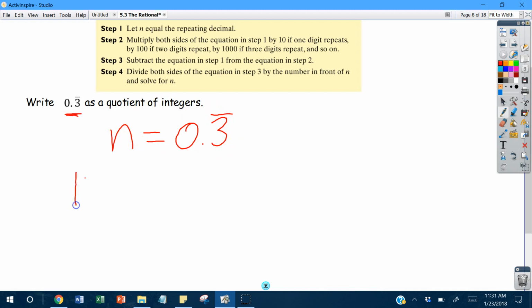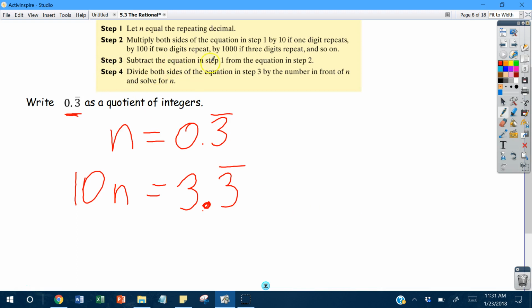So on the left side, this gives me 10n. On the right side, that would just move the decimal 1, and I'd still have a bunch of 3's repeating. So that actually gives me 3.33333. There's still a ton of 3's repeating. So when I multiply that by 10, I just get a 3 out here, and then the 0.3 repeating.